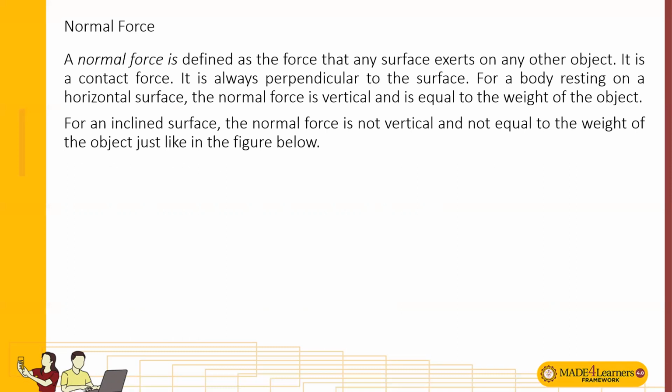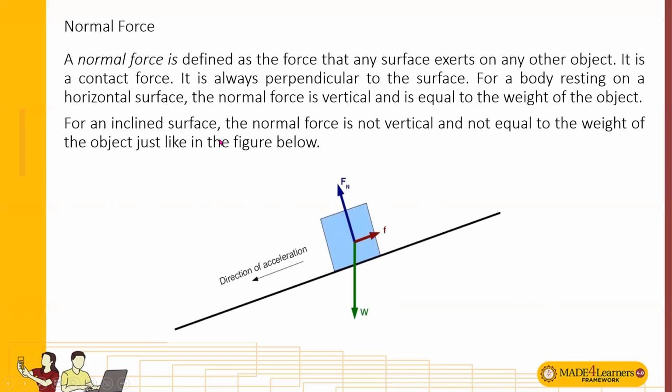So for an inclined surface, the normal force now is not vertical and not equal to the weight of the object, just like in this figure. So weight is always directed downward towards the center of the earth. But this time, since the surface is already inclined, according to the definition, normal force is always perpendicular to the surface. So if the surface is inclined, the normal force will be rotated so that it will be perpendicular with the surface. So this is the normal force, no?